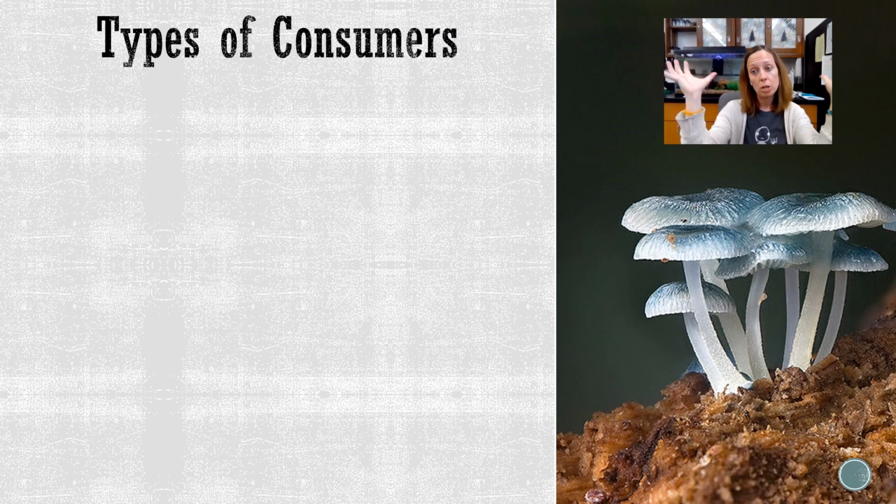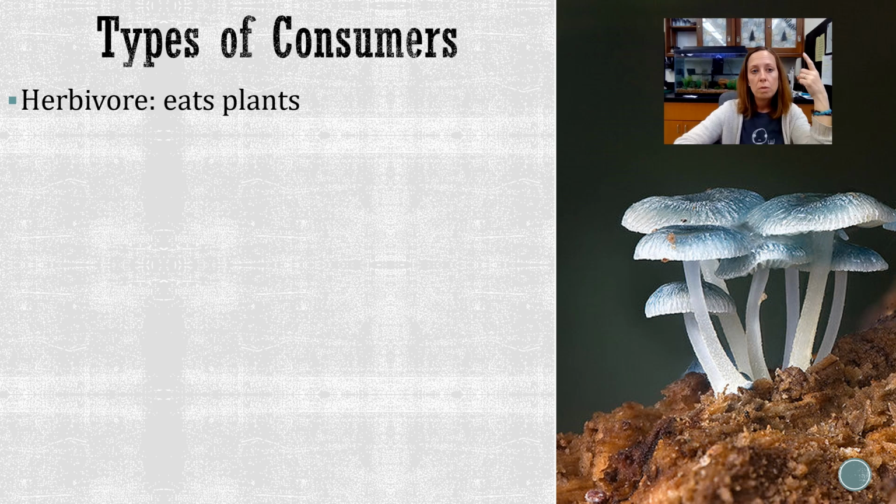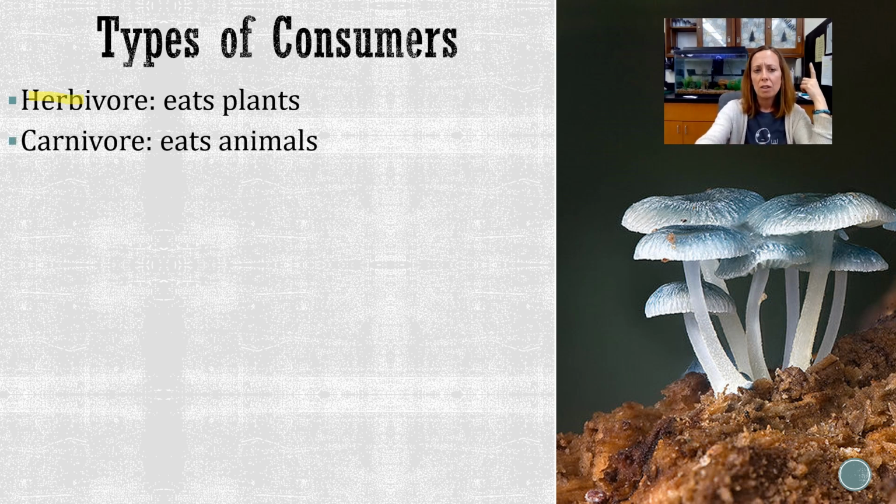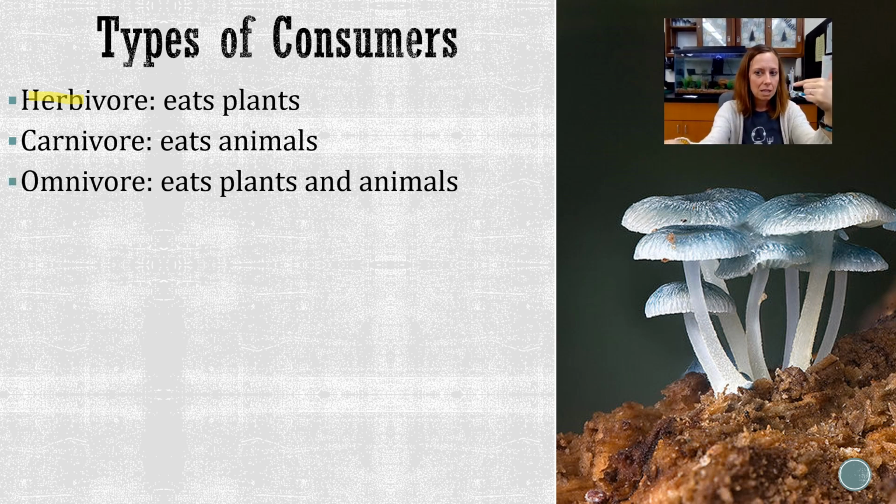So types of consumers. We take that consumer, all right, fine, you eat things, but there's like 1,000 different ones of you, so we're going to make it more specific. We have herbivores who eat plants, right? Let's remember herbs, plants, easy. Herbivores eat plants. We have carnivores. I would say carn meat, but that doesn't make sense to me. So carnivores eat meat, so they're going to eat animals. And then we have omnivores like us. We eat plants and animals, right? Because carnivores are going to eat strictly animals.